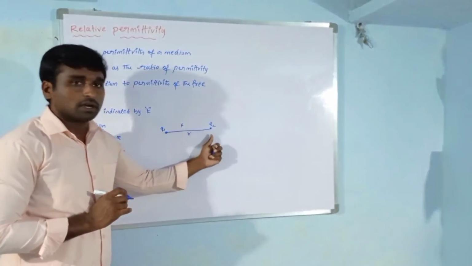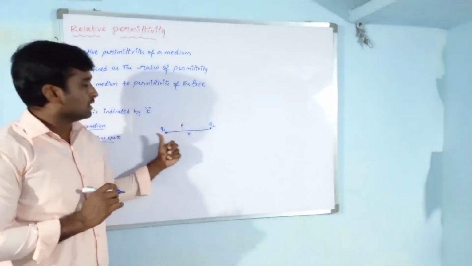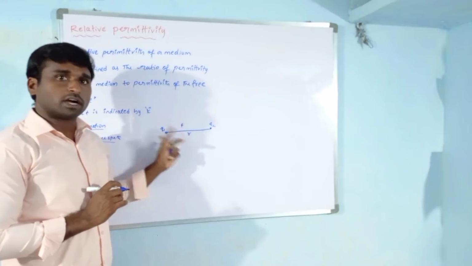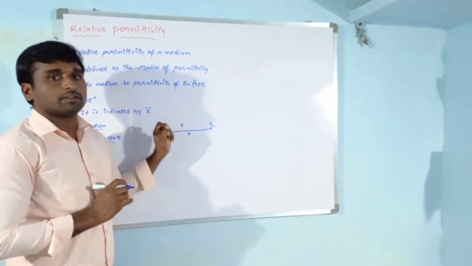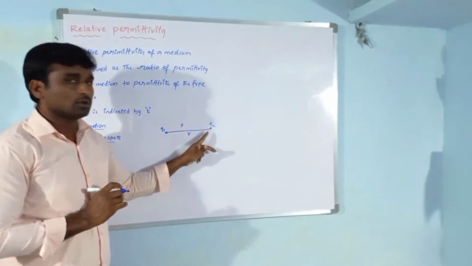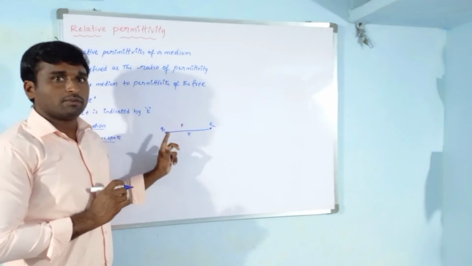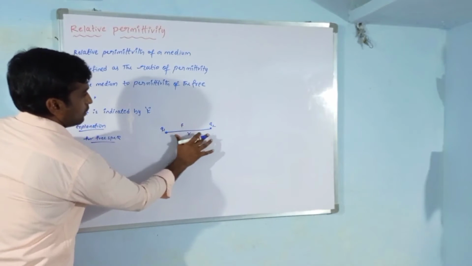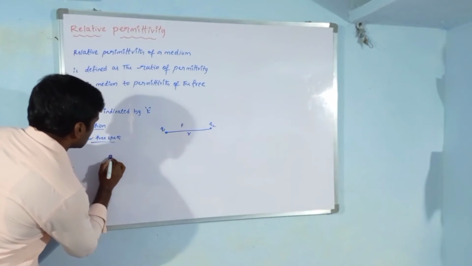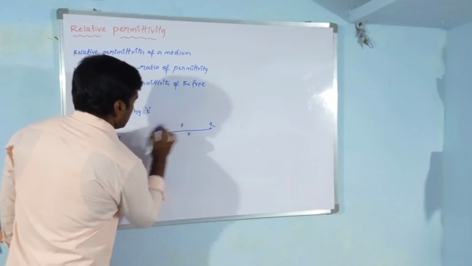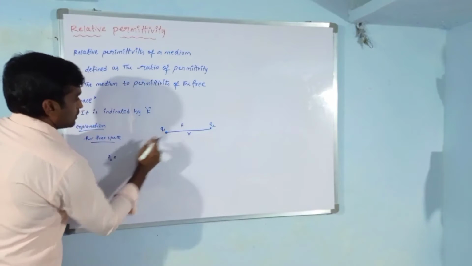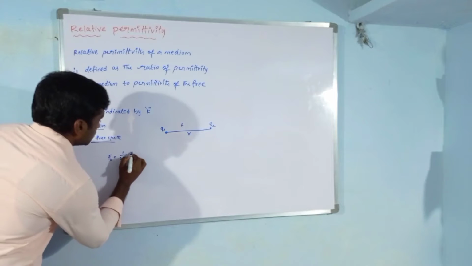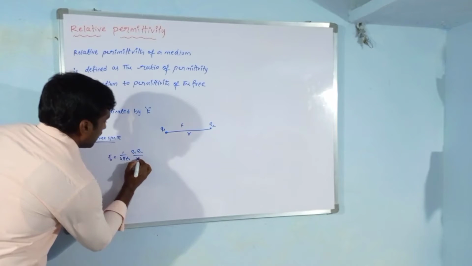When I take two like charges, there will be a repulsive force. When I take two unlike charges, there will be an attractive force. Whatever it may be, there will be a force. That force is F. Here the two charges are in free space, so I am taking the force as F naught. From Coulomb's law, we can write F naught equal to 1 by 4 pi epsilon naught, Q1 Q2 by R square.